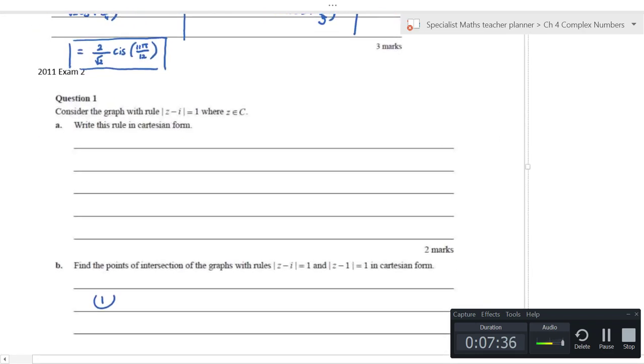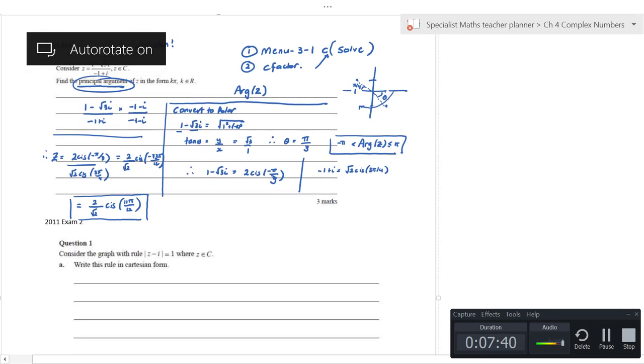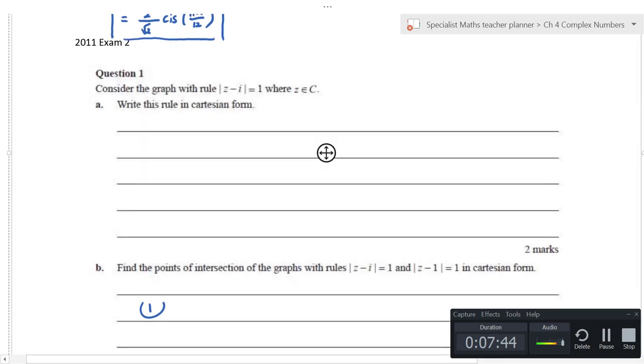Now, that was an exam 1 question. Now, this is an exam 2 question. You might be saying, I might want to get out my calculator. Well, you're wasting your time. Whenever you see anything such as this, and you've got to write this in Cartesian form, what you need to do is go ahead straight away, and we know that Z is equal to X plus YI.